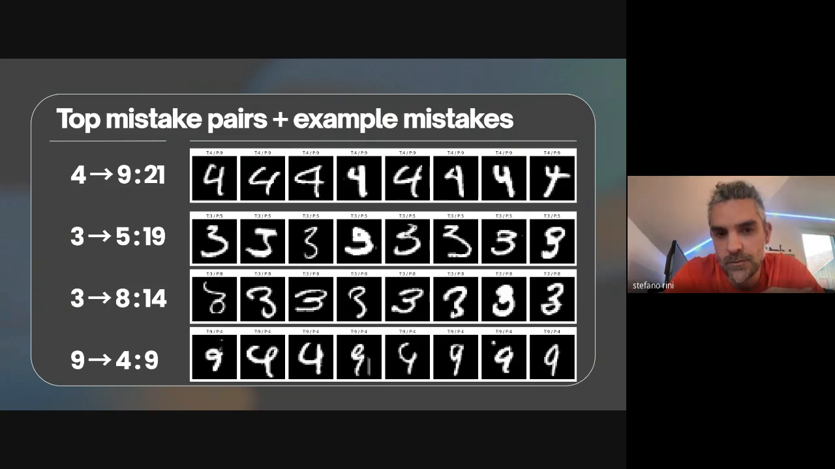You see it also for the 7. Sometimes we put the little dash in the middle or not. So the model, of course, gets more confused because it has to learn that there are two ways of writing the same number. So it's a harder class in that sense.